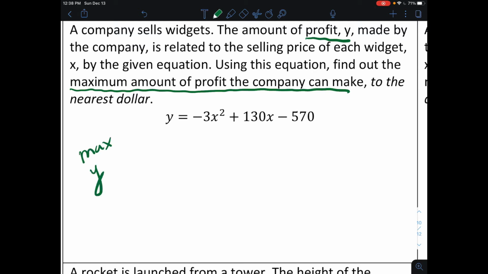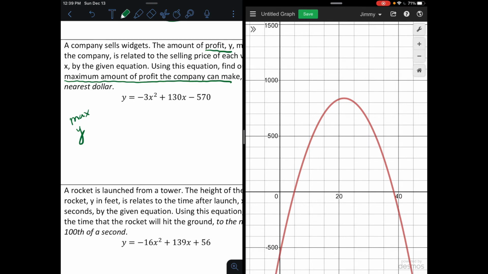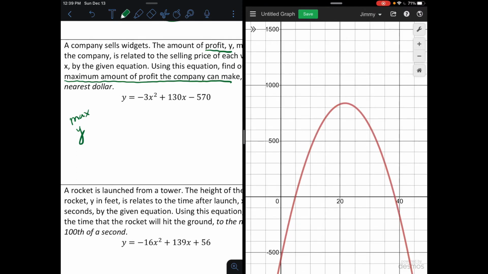So what we're going to do is do this graphically. We're going to go to Desmos and type this equation in. All right, so we get our equation typed in. You got to zoom out so that way you can actually see what's happening here. We want to find the maximum, so I'm going to click on the graph and find the maximum. Now we're looking at maximum profit, so that's the Y number. It wants us to round to the nearest dollar, which means that maximum would be $838. So we'd say our answer would be $838.